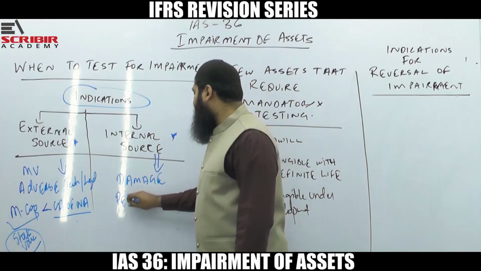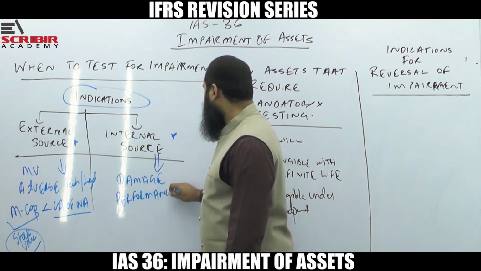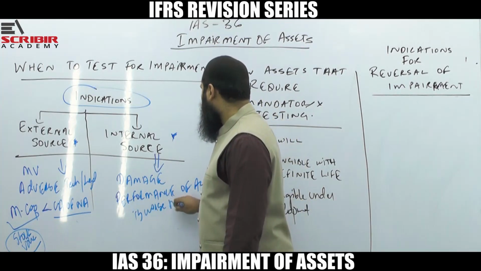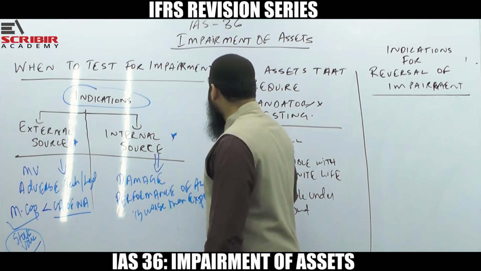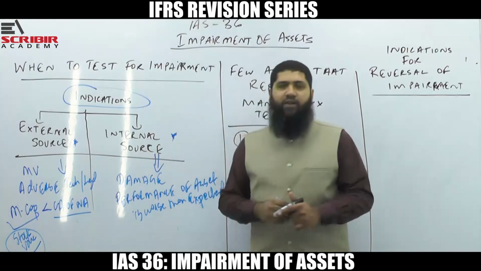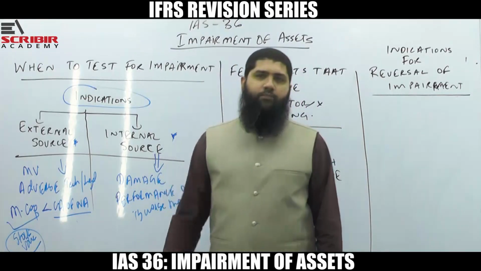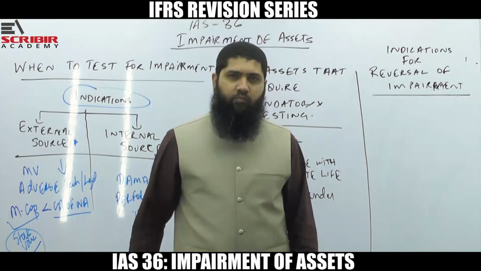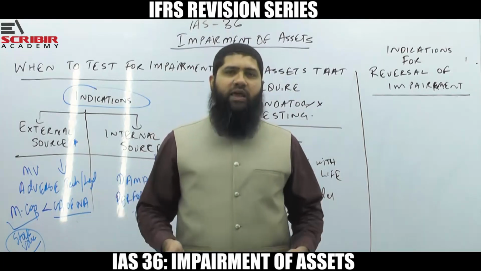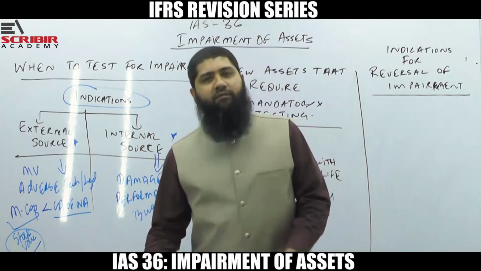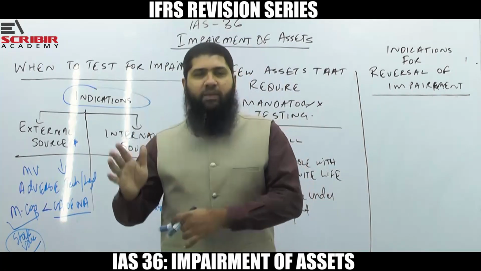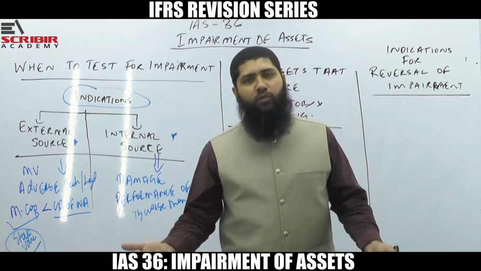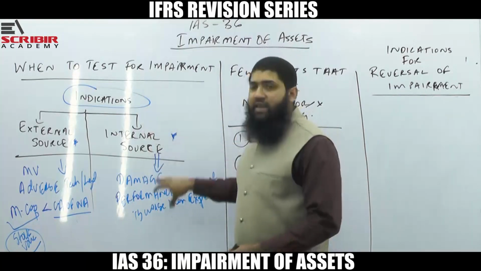The performance of the asset is worse than expected. Now, what do you mean by the performance of the asset being worse than expected? Try to understand that. Assume that you bought a machine and you were told that this machine is going to produce 100 units in one hour's time. Now, when you actually started utilizing the machine, you realize that the output is only 70 units. So we paid the money for 100 units per hour, but we are getting 70 units per hour. That means the machine is not going to be worth what it was. And there could be other indications also.